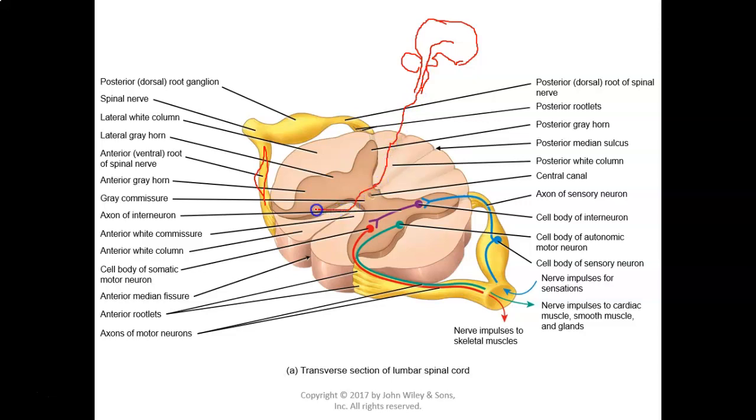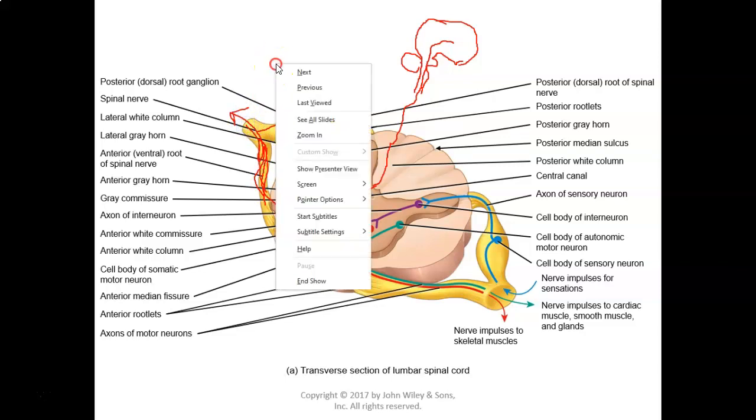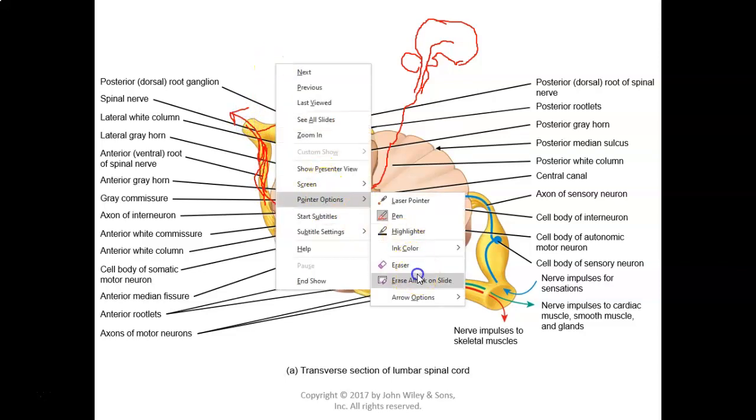eventually exits what's called the ventral gray horn, and exits via the ventral root. That ventral root then enters into the spinal nerve. Remember, the dorsal root plus the ventral root gives rise to the spinal nerve.